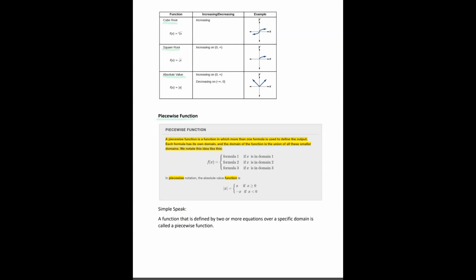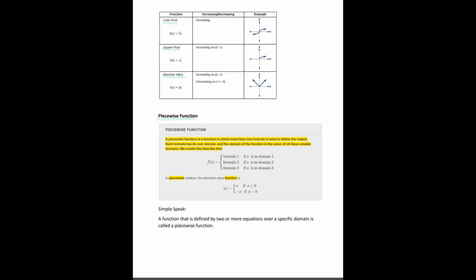So now let's talk about piecewise functions. A piecewise function is a function in which more than one formula is used to define the output, okay? So each function has its own domain, and the domain of the function is the union of all of these smaller domains. That sounds really complicated, right? So for formula 1, we have this domain. x has to be within this domain. Formula 2 has its own domain, which its x has to lie within. And then formula 3 has yet another domain, and x has to lie within it.